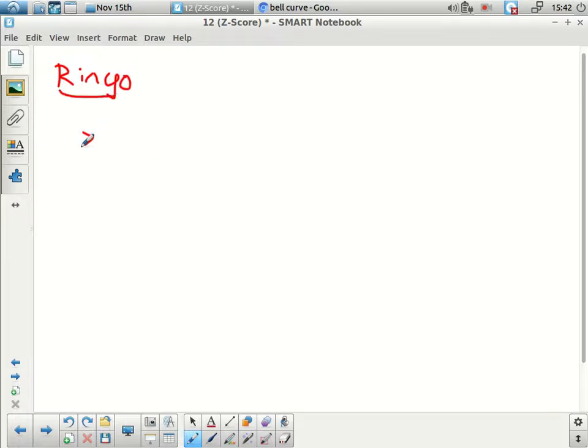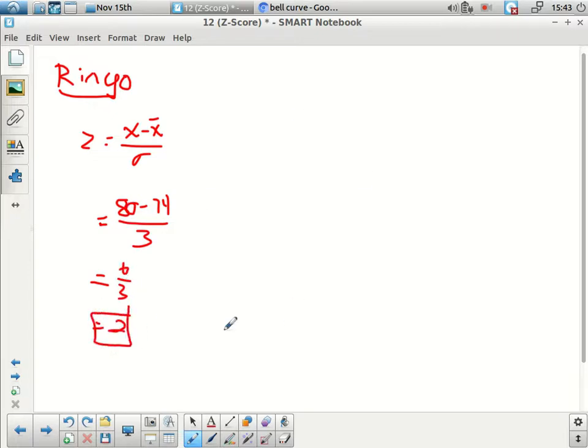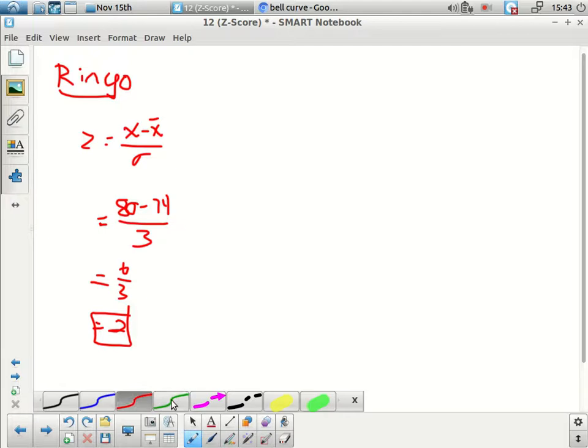Okay, so for his Z score, his data point, he had a percentage of 80. The average from his class was 74, and the standard deviation was 3. So 80 minus 74, we have 6 over 3, and that equals 2, which is what we saw in the graph, right? Ringo's exactly 2 standard deviations ahead.